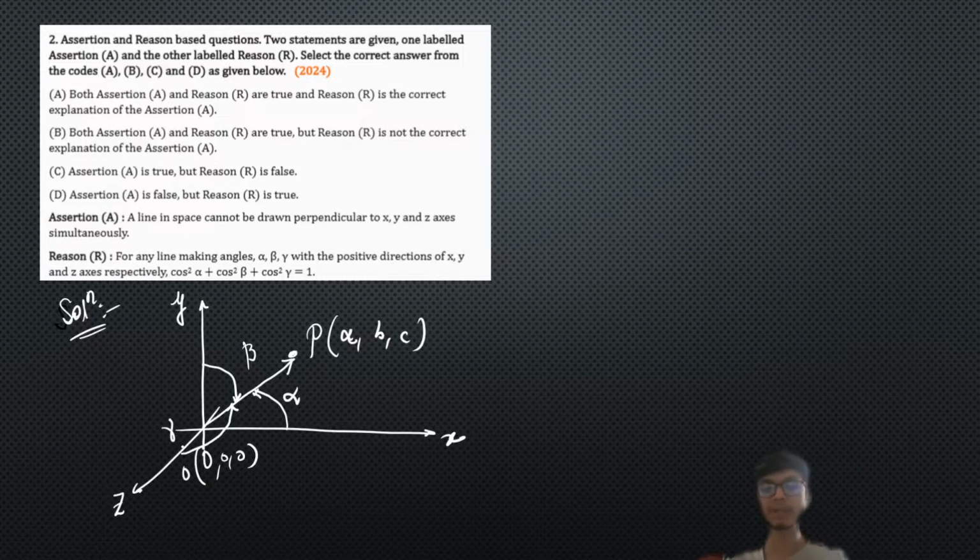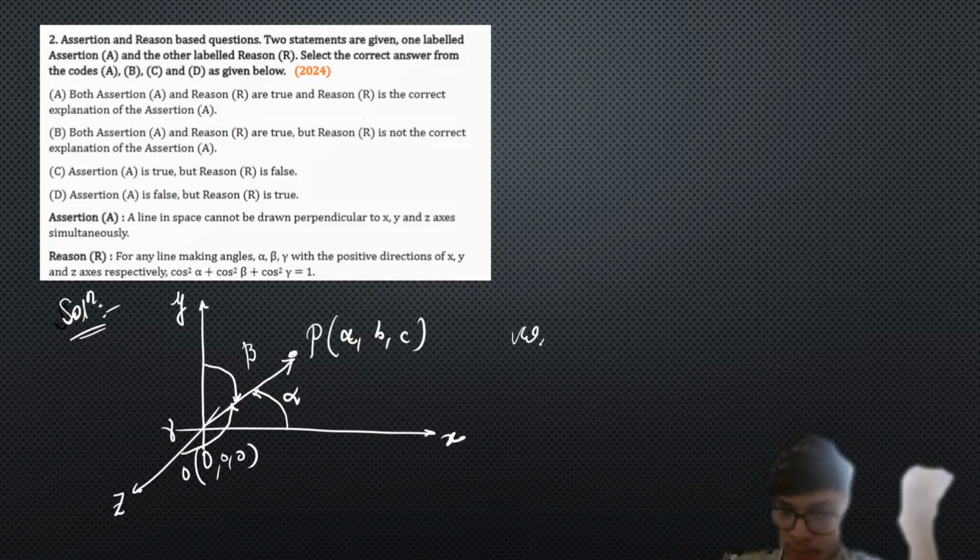If we are given these three angles alpha, beta, gamma, then the projection of this OP line on the x-axis is simply a divided by the square root of a square plus b square plus c square. Similarly, the projection of the OP vector onto the y-axis is b upon the square root of a square plus b square plus c square. And similarly, on the z-axis, it is c divided by the square root of a square plus b square plus c square. That's very simple.